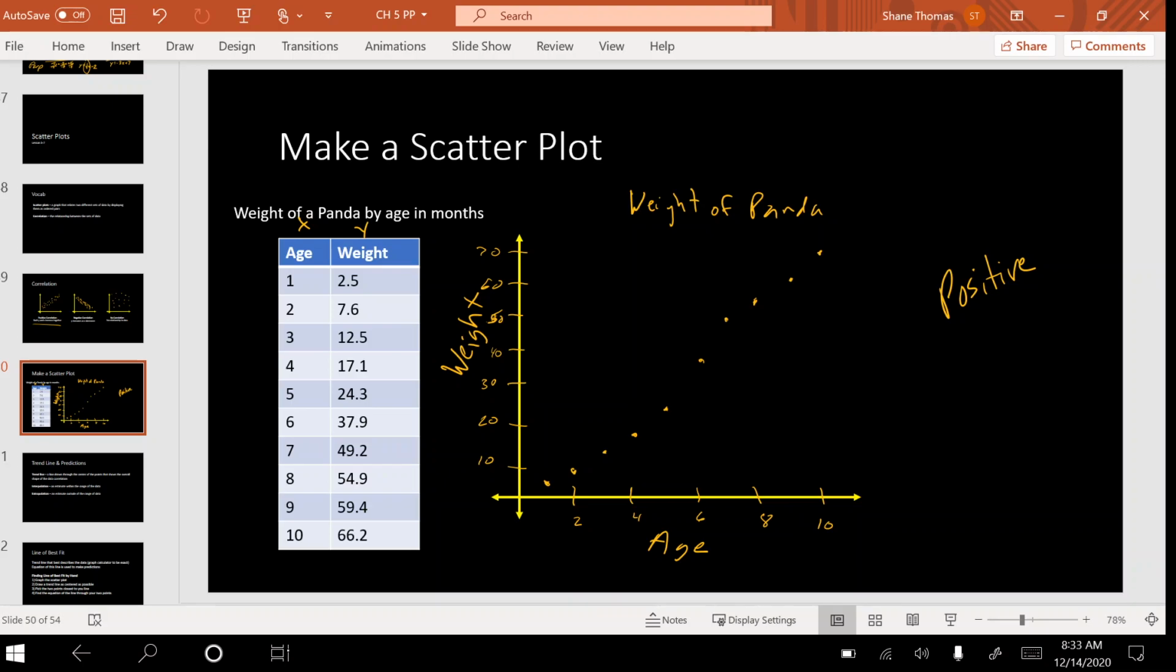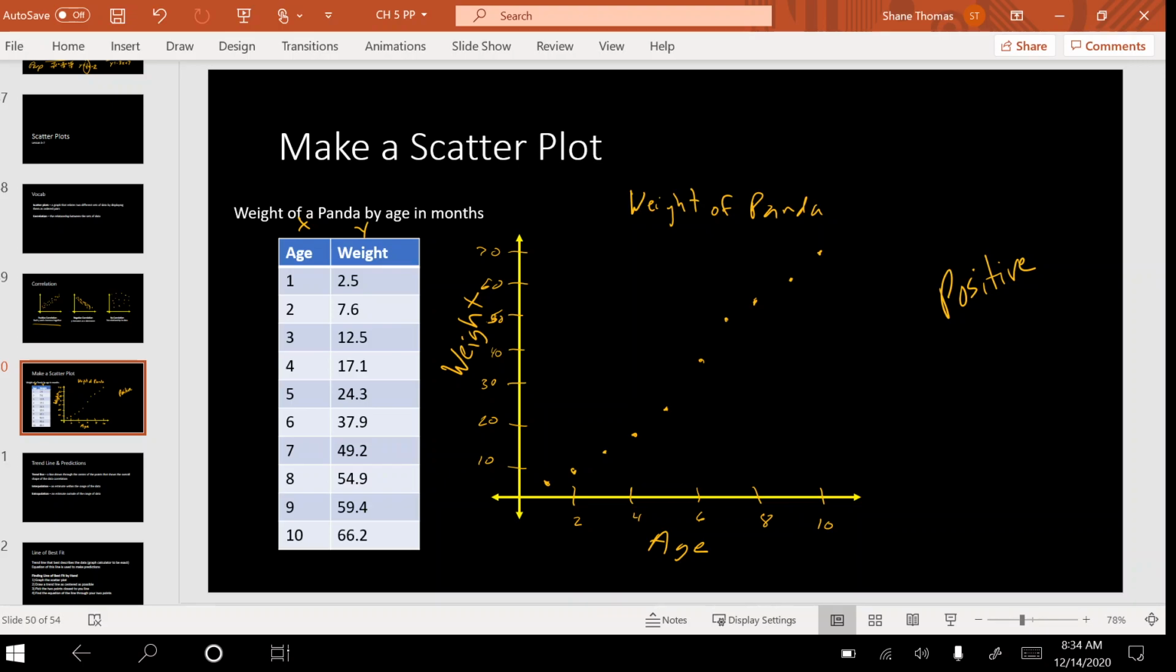Ages 5 through 7, is that when a panda hits puberty? I don't know. It goes up bigger than the other ones. And these are in months too. He's not even a year old at the end of this graph. At the age of 1 month, I weighed more than 2.5 pounds. I was 11 pounds when I came out of the womb.